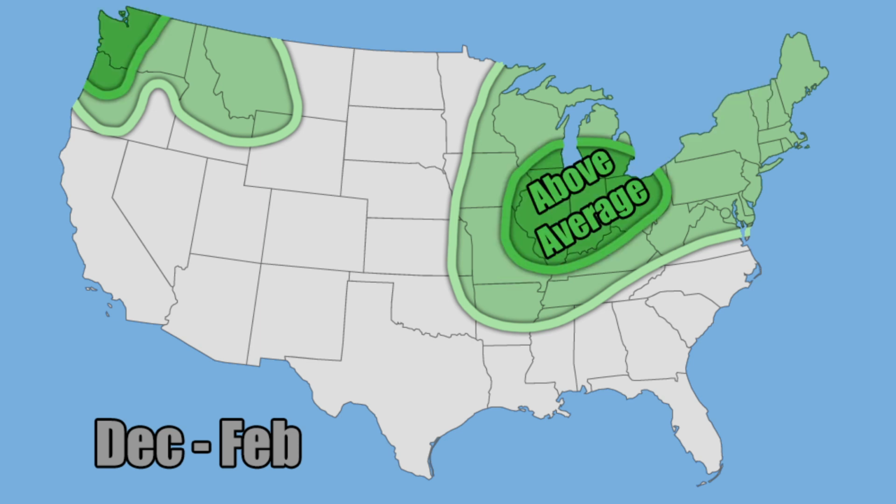Now, here would be your second layer of above average, or moderately above average, precipitation, and we're looking at that over parts of the Ohio Valley and the Great Lakes, and also for parts of the Pacific Northwest.